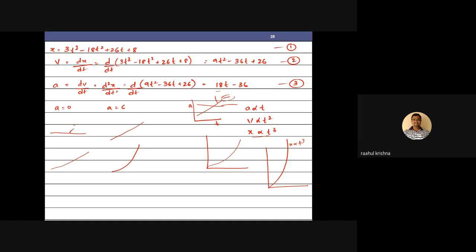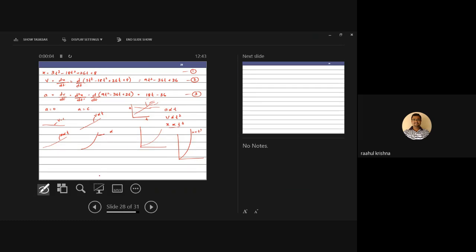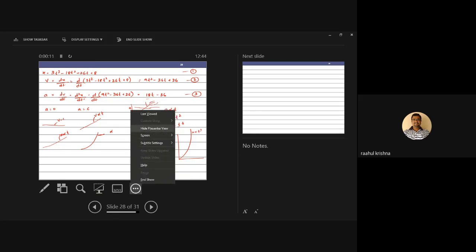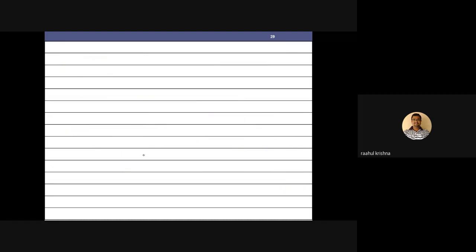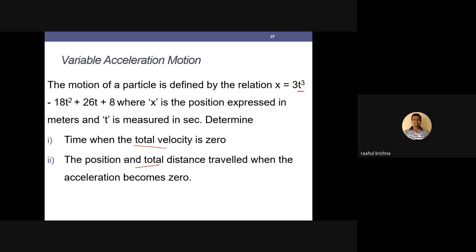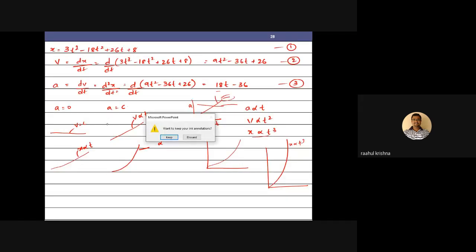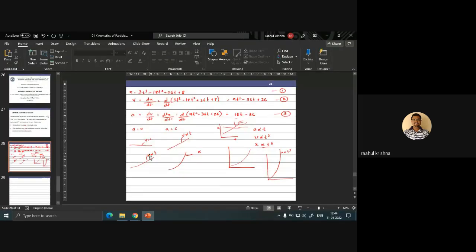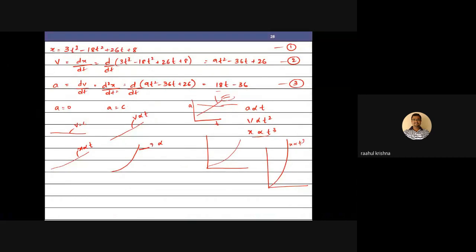A equal to 0, then V equal to C, then X is directly proportional to T. Here acceleration is constant, V is directly proportional to T, and X is directly proportional to t square. ये एक केस हो गया, ये दूसरा केस है, ये तीसरा केस है, acceleration directly proportional to time. So these are the same things that we'll be discussing in the case of motion curves.